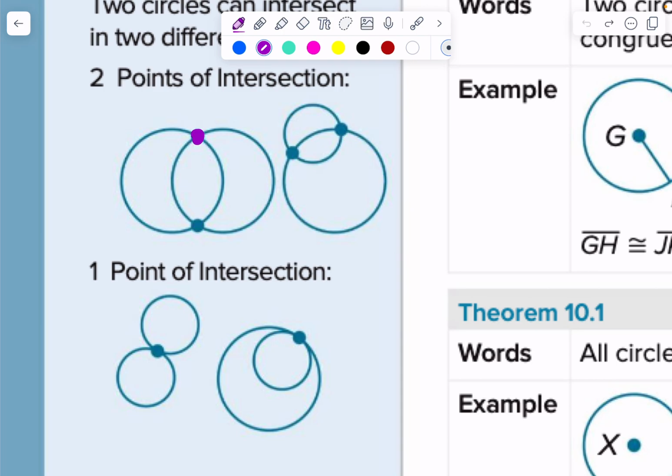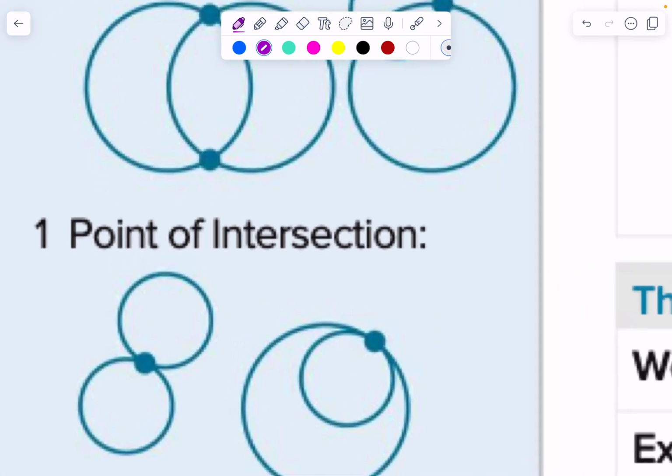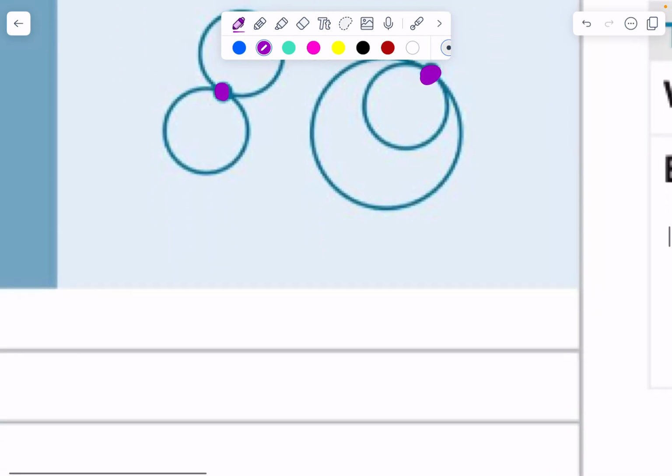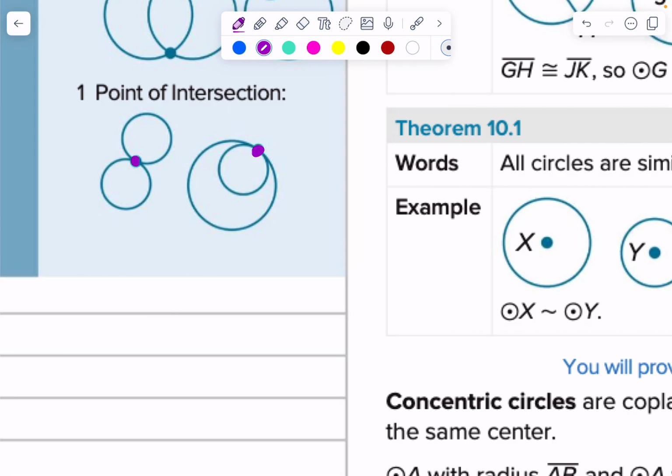And those are points of intersection. So a circle can have at most two places where it's intersecting. It can't intersect at three places. That's not going to happen. Two is the most number of places that it's going to intersect. I might have circles that are only intersecting at one place, where they're touching right at the edge, or where one circle is inside of the other and they're just touching at that one edge. Or I might have two circles that are not touching, no intersection.